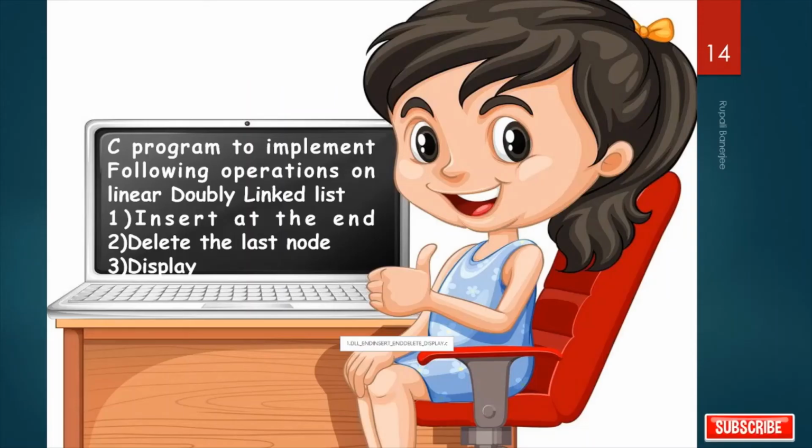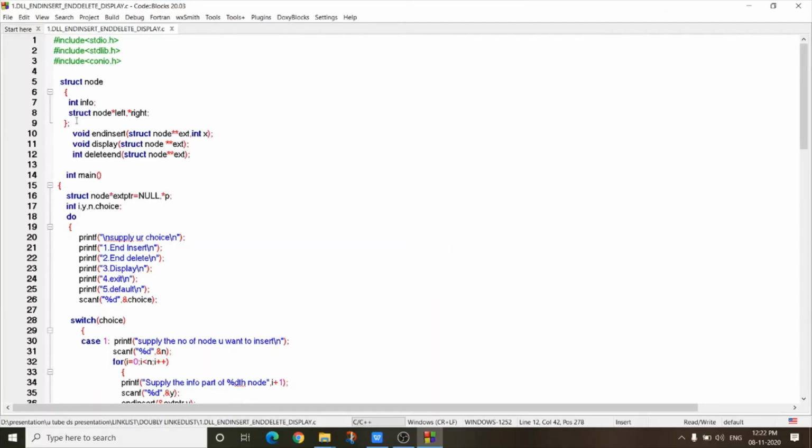C program to implement the following operations on linear doubly linked list. First, insert at the end of the linear doubly linked list, delete the last node of linear doubly linked list and display the whole linked list. See the program. So this is our program. This is the node structure. These are the required prototypes of our functions.